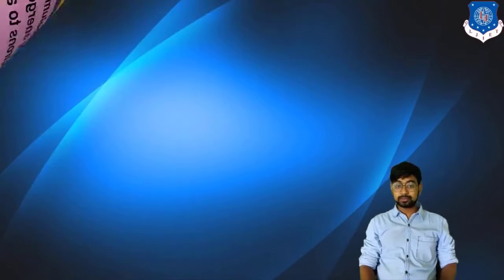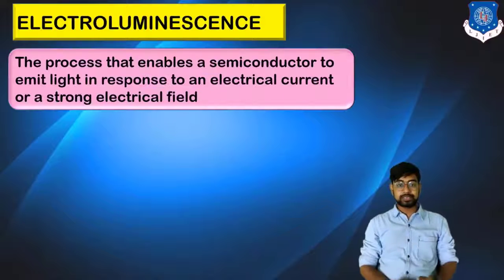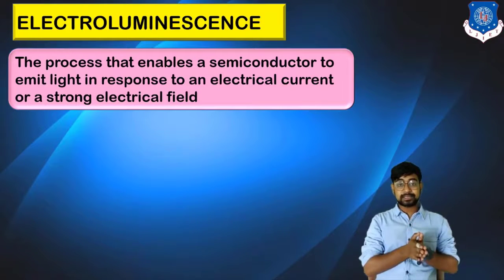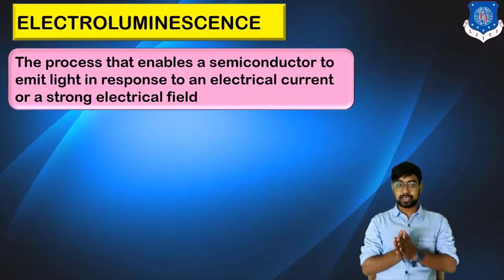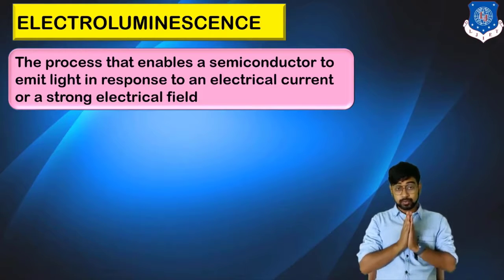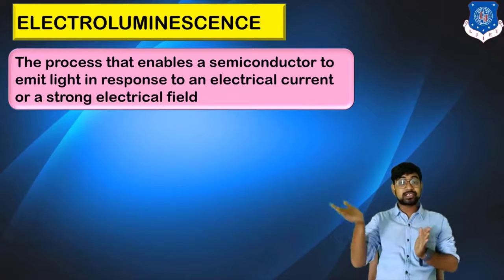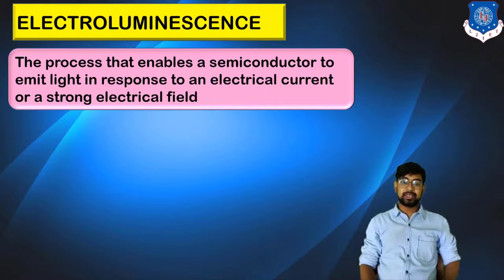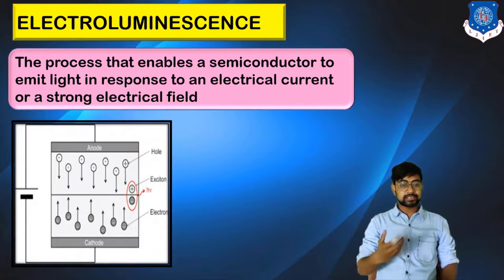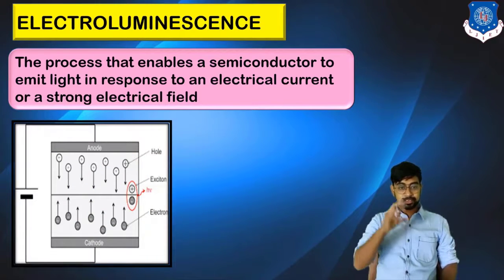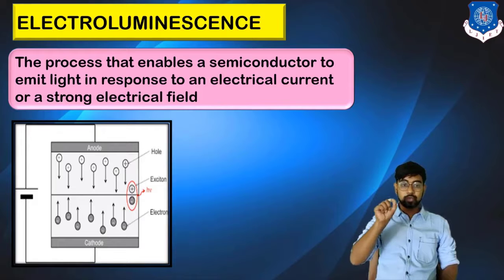Now the last one and the most important one, electroluminescence. It is the process that enables a semiconductor to emit light in response to an electric current or a strong electric field. So what does it mean? In return for an electric field, light is generated. Now how is it doing it? Here you can see that electrons and holes are combining, and in the diagram Hv is there. That Hv is nothing but your photon.